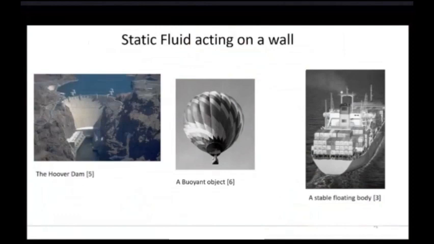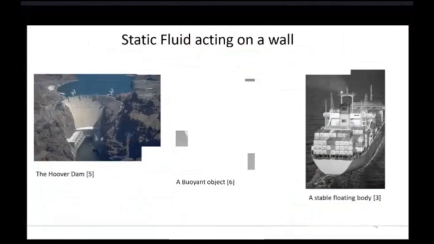On the right hand side, we have a ship with shipping containers on it. So we've got a stable floating body. We'll be looking at the buoyant forces which are generated from that body, and also how we can ensure that that remains stable.